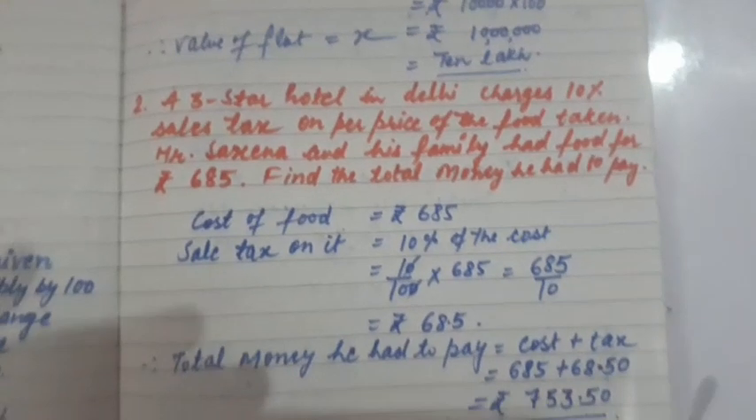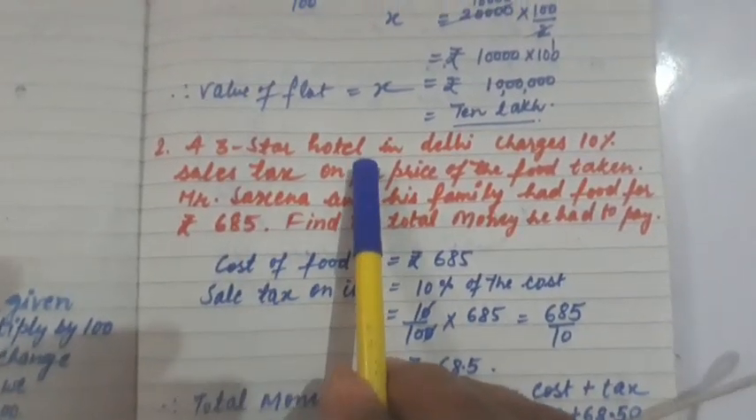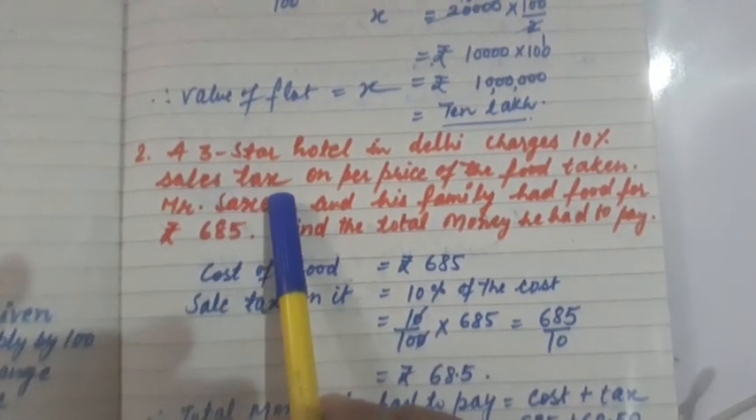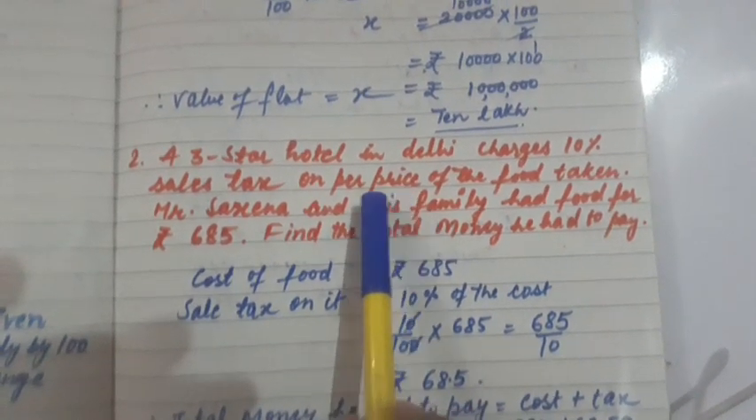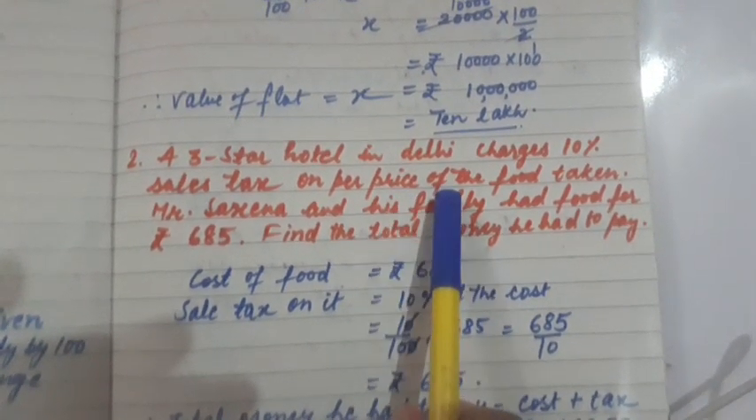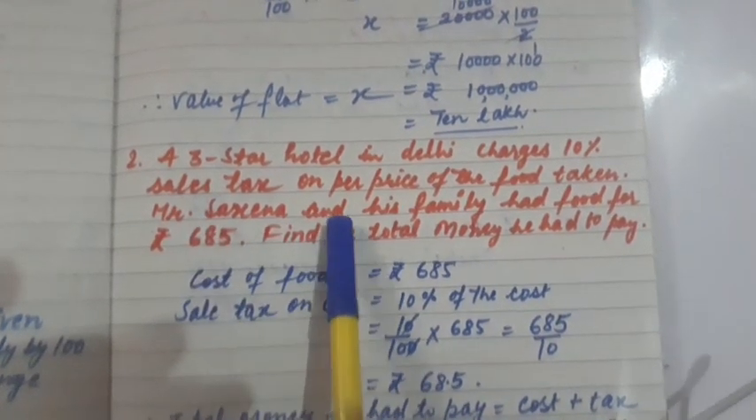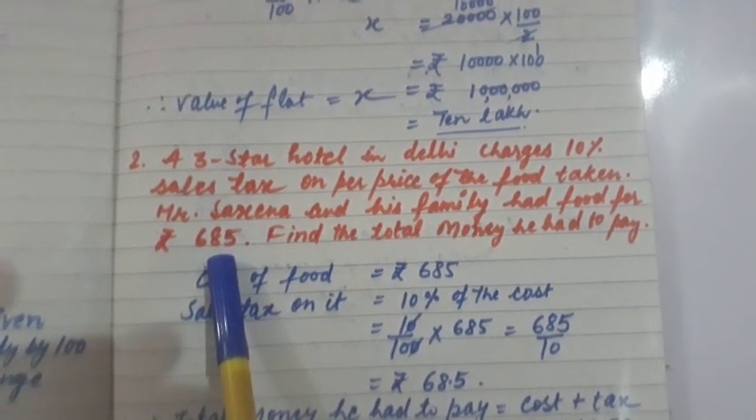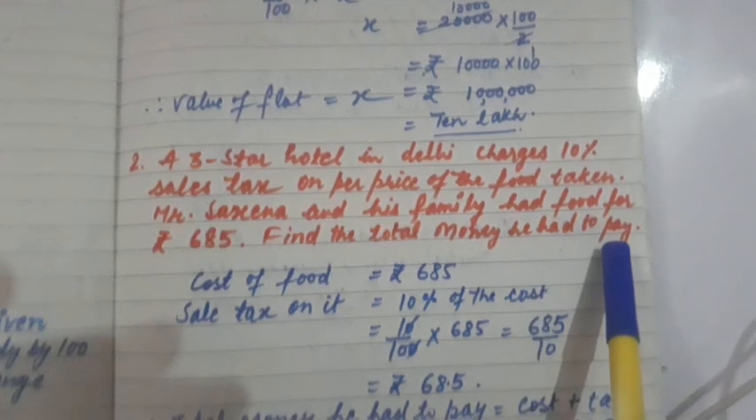The next part is question number 2. In this question, a 3-star hotel in Delhi charges 10% sales tax on the price of the food taken. Mr. Saxena and his family had food for 685 rupees. Find the total money he had to pay.